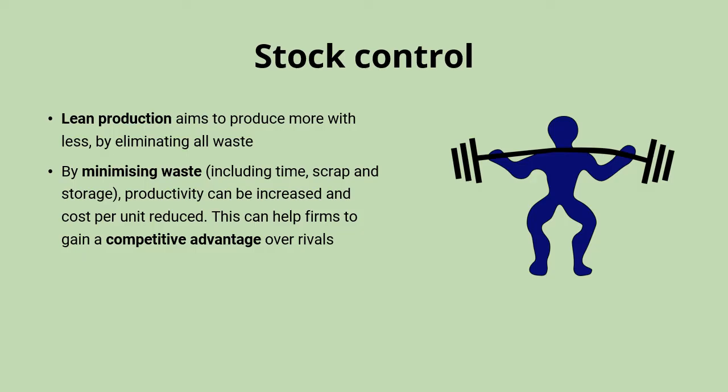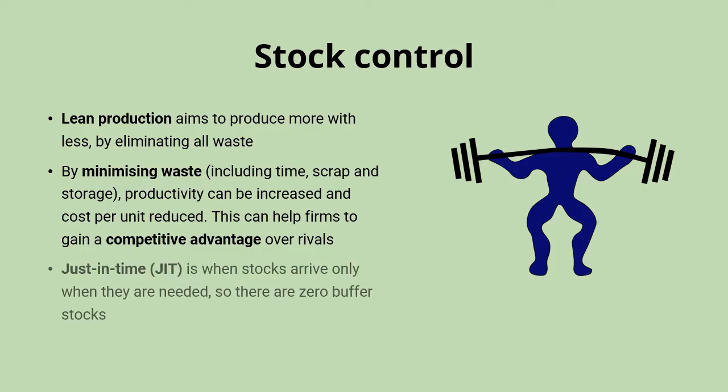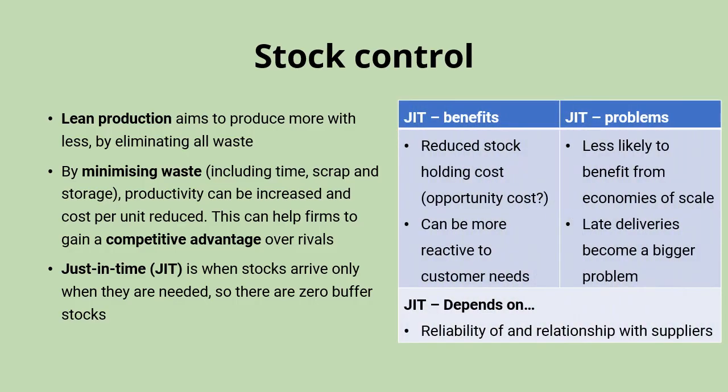And we've seen before that if we reduce our cost per unit, then that can help us to squeeze selling prices or increase profit margins, which gives firms a competitive advantage over their rivals. And we're focusing mostly here on the stock control aspect. So just-in-time production is when stocks arrive only when they're needed. And so there are zero buffer stocks held. And so orders are going to be much more frequent, and when they arrive, they'll be going straight into the production line. Now, there are benefits and problems with taking this approach.